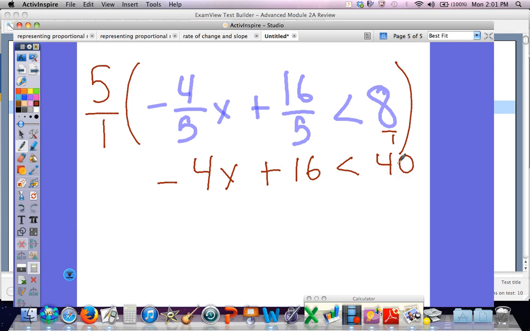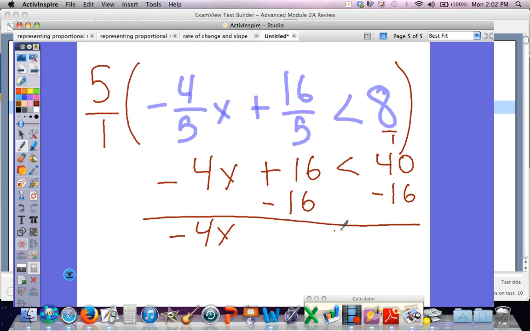so to recap, 5 divides into 5 one time. 1 times negative 4 is negative 4. 5 divides into 5 one time. 1 times 16 is 16. 5 divides into 1 5 times. 5 times 8 is 40. At this point, I can now solve the equation without dealing with any fractions.